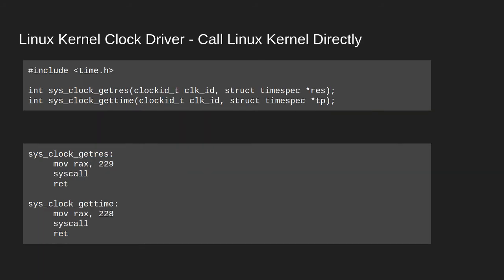Now, in order to call the Linux kernel directly, we can implement that in assembly like this. The Linux kernel functions getres and gettime are number 229 and 228. We put that into our RAX register and do a syscall. And here we can see the signatures of these two functions that are available in the Linux kernel.